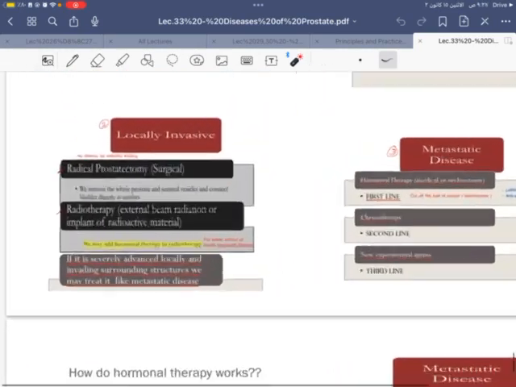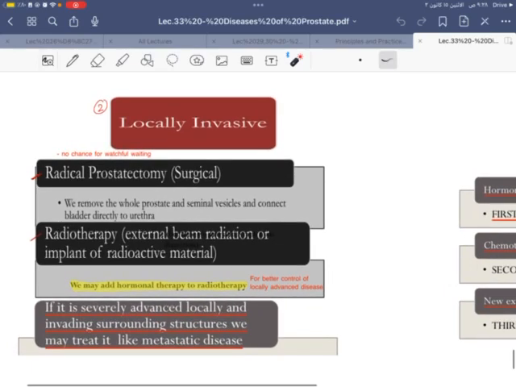For locally invasive disease, there is no role of watchful waiting or active surveillance in this case. You should go for radical surgery or radical radiotherapy. If the patient has severely advanced locally disease, meaning metastasis to the abdominal side walls and pelvic side walls, you should treat it as metastatic disease, okay? As metastatic.